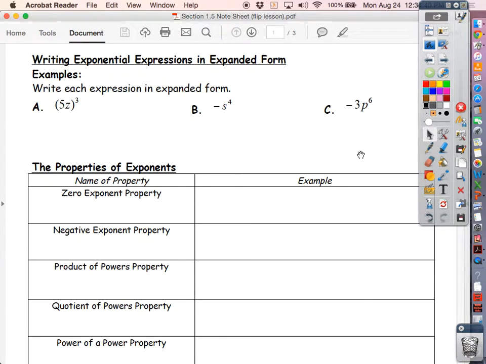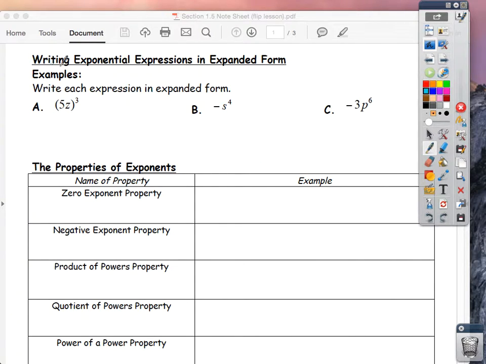So let's slide down a little bit. We are going to take a look here at writing exponential expressions in expanded form. Directions: write each expression in expanded form. What that means is taking it from this more condensed form and literally writing out what it means. Math is a little bit of a language like that. We have the quantity 5z cubed. When something is cubed, what does that really mean? Well, it appears 3 times. What's appearing 3 times? This idea of 5z. So you have 5z times 5z times 5z.